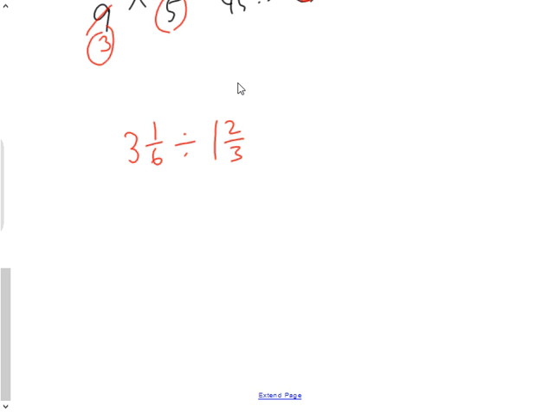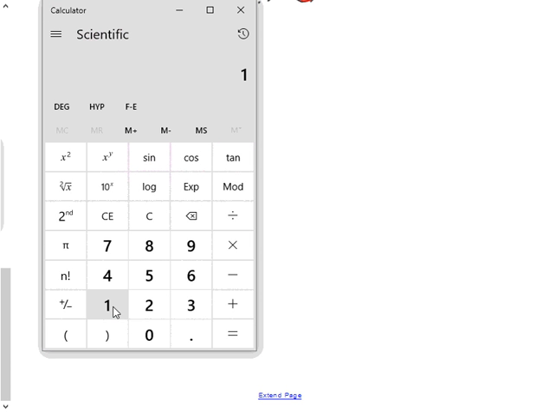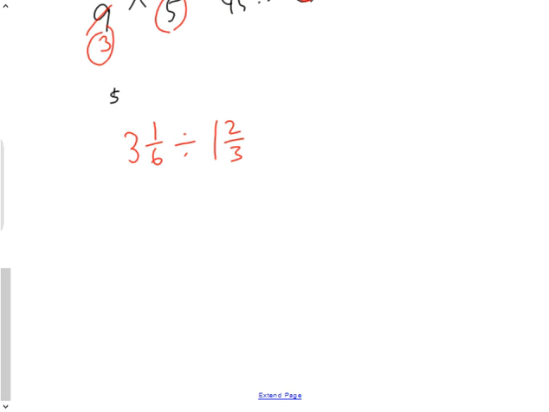3 1/6. Well, 1/6 is 1 divided by 6. So 1/6 is roughly 16 cents. So we're going to call this one $3.20. We're going to round to the nearest dime, I suppose. So instead of $3.16 repeating, it's going to be that.